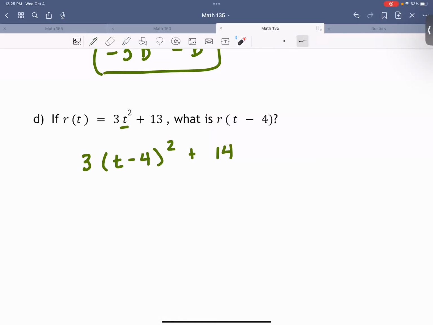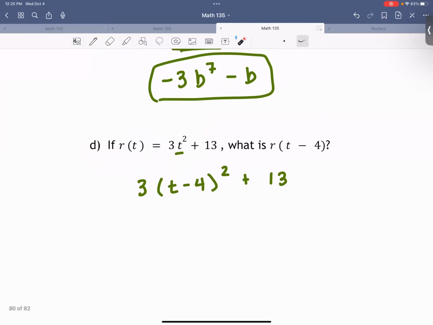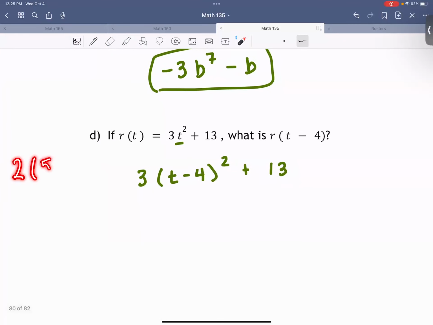So I saw a lot of people doing this as I was walking around. Why can't I bring the 3 over to the t minus 4 squared? Yeah, because there's a square here, right? Remember, with PEMDAS, you can't really do that. For example, if you were to do 2 times 5 squared, I can't multiply the 2 and 5 first. You have to square the 5 before you multiply by the 2, right? So here it's the same idea. You have to apply the square first and then multiply by the 3. You can't multiply the 3 first.